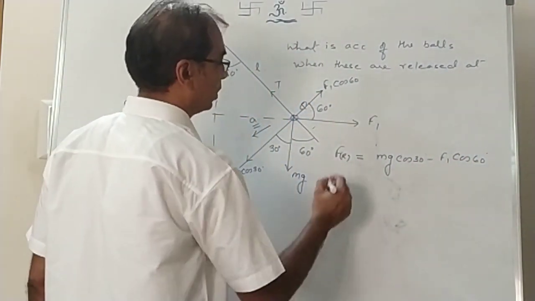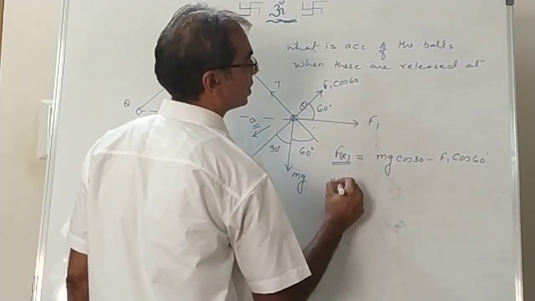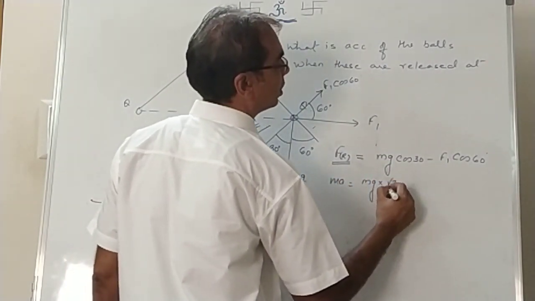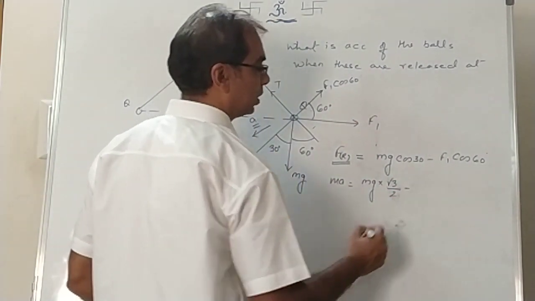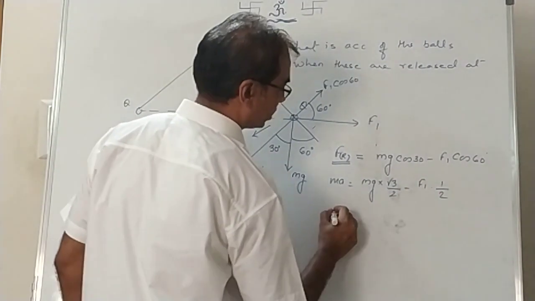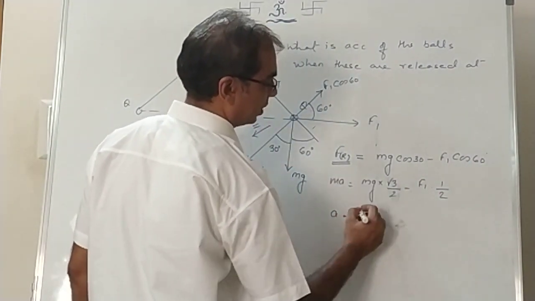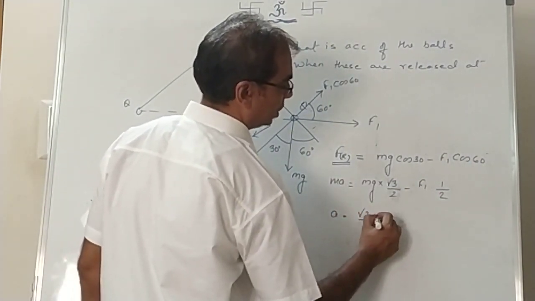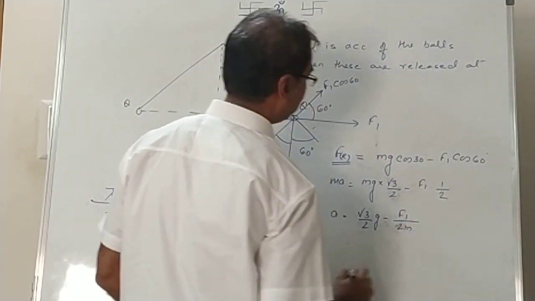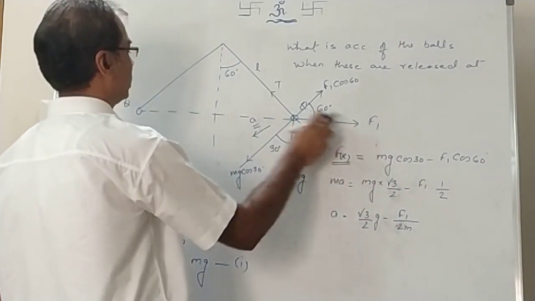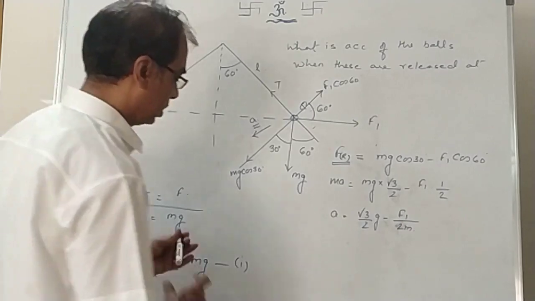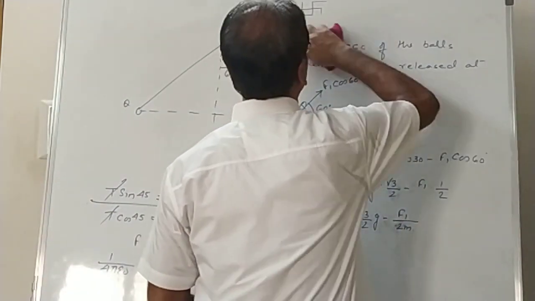Then this Fr I can write as mass into acceleration, which will be mg cos 30, meaning root 3 by 2, minus F1 cos 60, meaning 1 by 2. So acceleration is going to be, this m and this m get cancelled, root 3 by 2 g minus F1 by 2m. Now let's see what this F1 is. F1 is actually the force between these two charges. So what is its value?